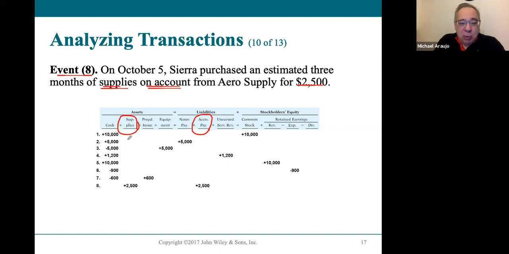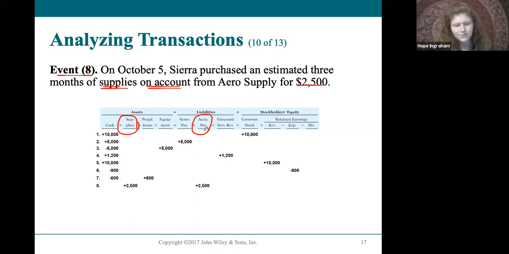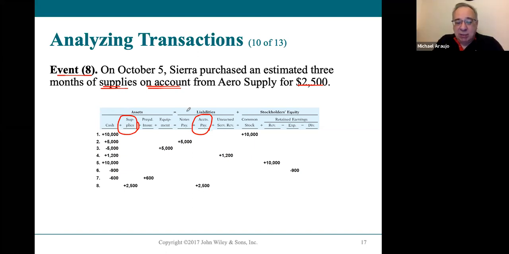So we have more supplies. So a $2,500 debit to supplies would be more supplies. And then we have a $2,500 credit to accounts payable, right? Because it's on the right side of the equation. They increase on the right side of their account. So accounts payable would have the credit for $2,500. Okay, we good?